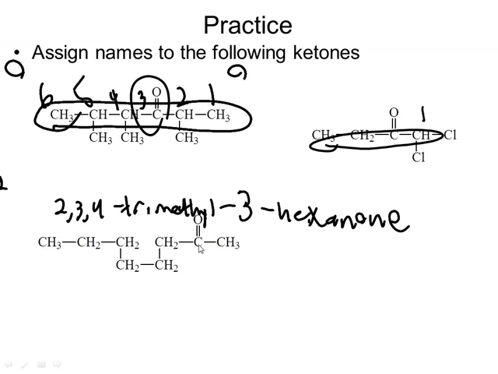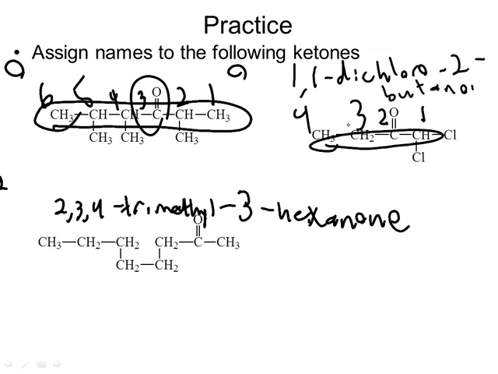We want to start numbering from the right side. 1, 2, 3, 3, 4. So 1,1-dichloro, 2, I have to continue down here, unfortunately, butanone. So 1,1-dichloro-2-butanone.